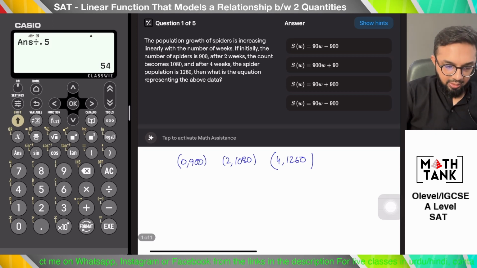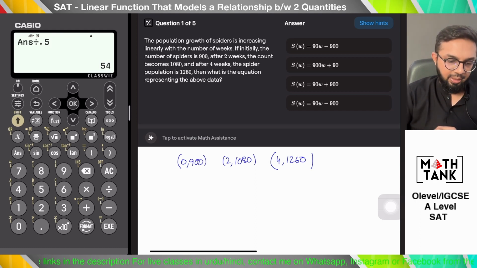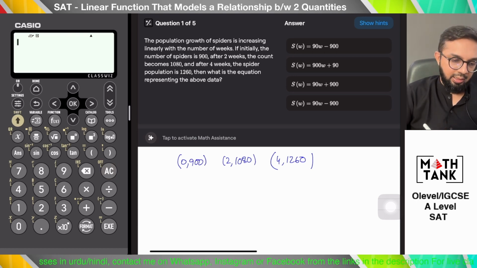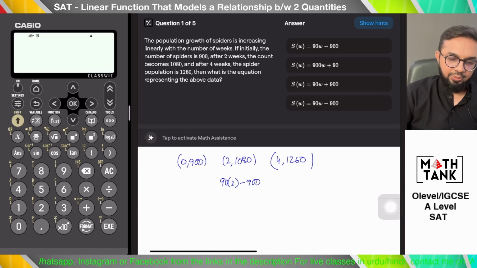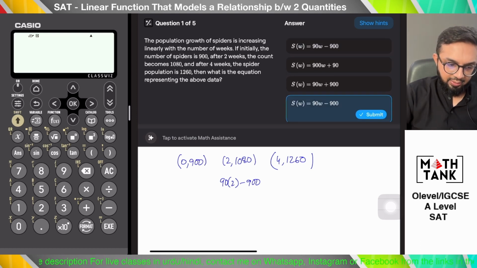So I could either figure out what the gradient is. The gradient looks like it might be 90, and I could figure out the equation, or I could do a bit of trial and error on these questions and say that, if I assume that the first answer option was correct, 90 times 2 minus 900 should give me 1,080. That doesn't happen. So I'm going to say that both A and D are the same, actually. So both are incorrect answers.